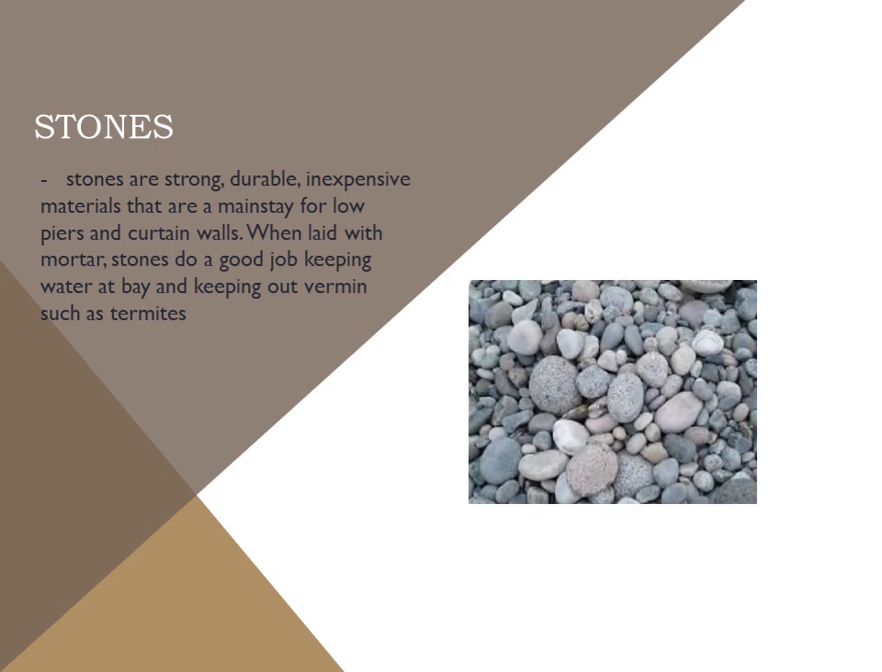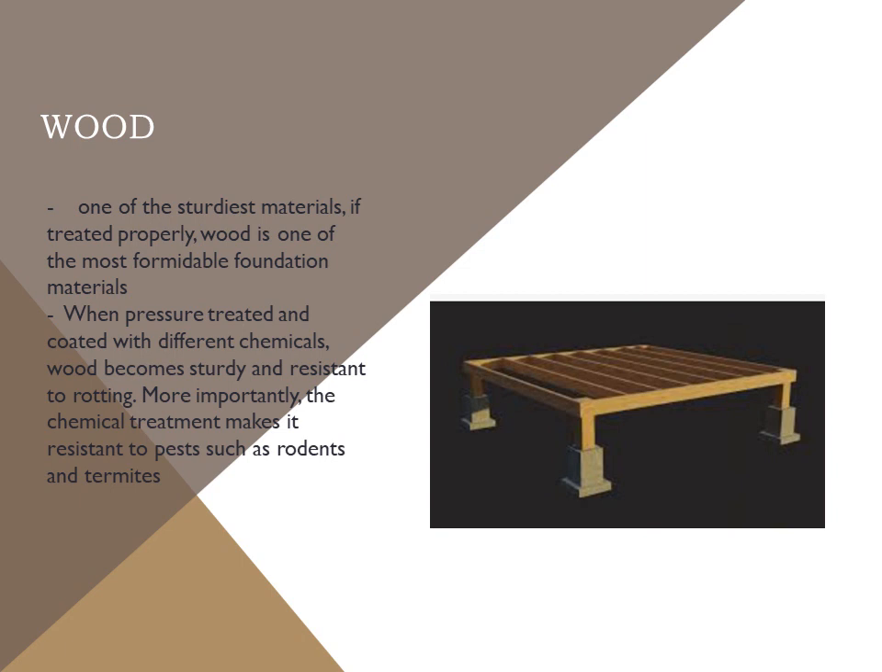Stones. Stones are strong, durable, and expensive materials that are the mainstay for low piers and curtain walls. When laid with mortar, stones do a good job of keeping water at bay and keeping out vermin. Wood. One of the sturdiest materials if treated properly, wood is one of the most formidable foundation materials. When pressure treated and coated with different chemicals, wood becomes sturdy and resistant to rotting. More importantly, the chemical treatment makes it resistant to pests such as rodents and termites.